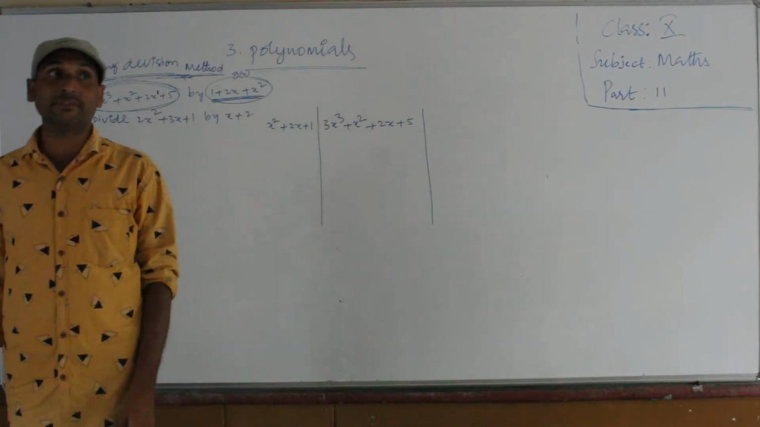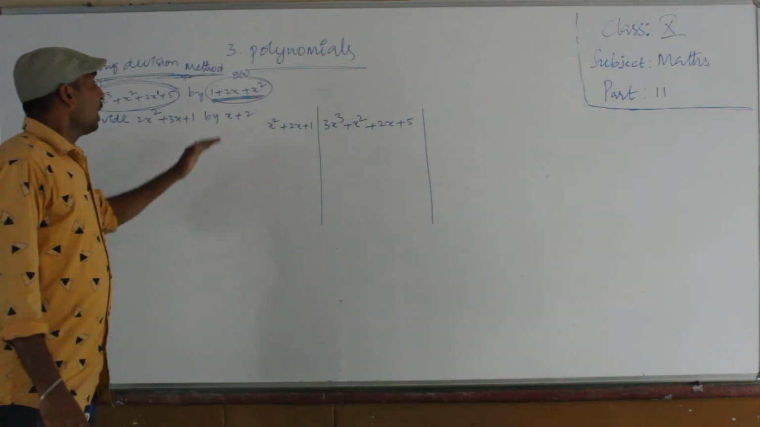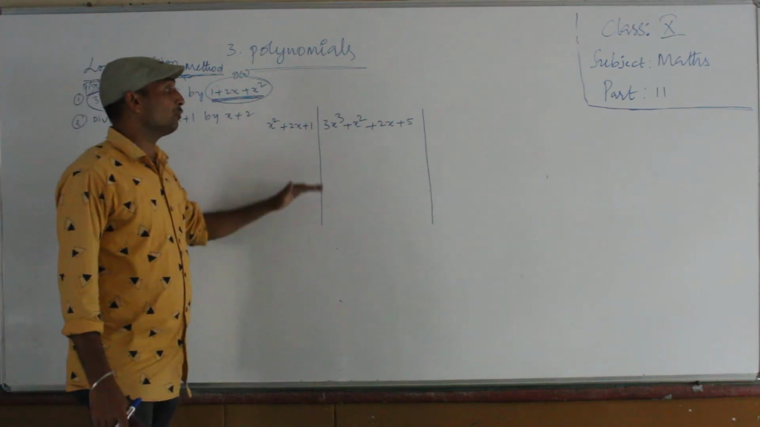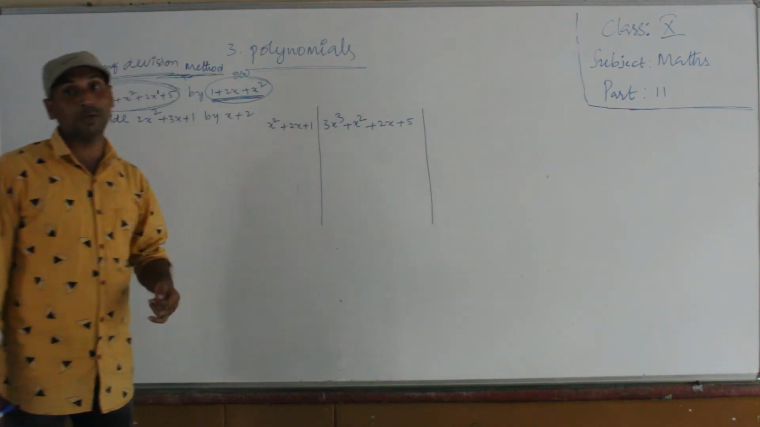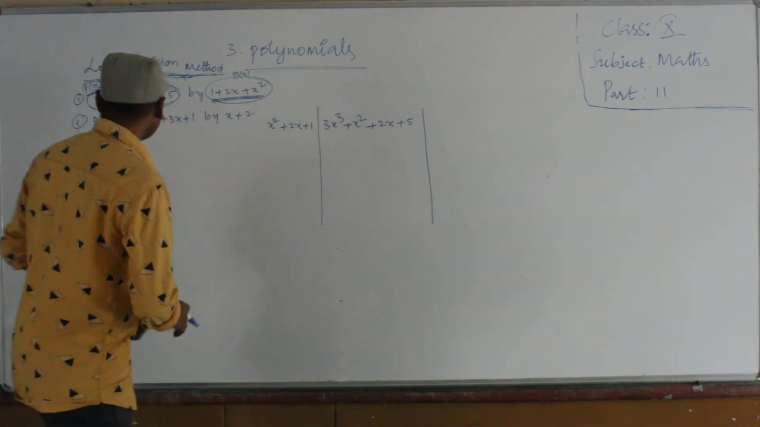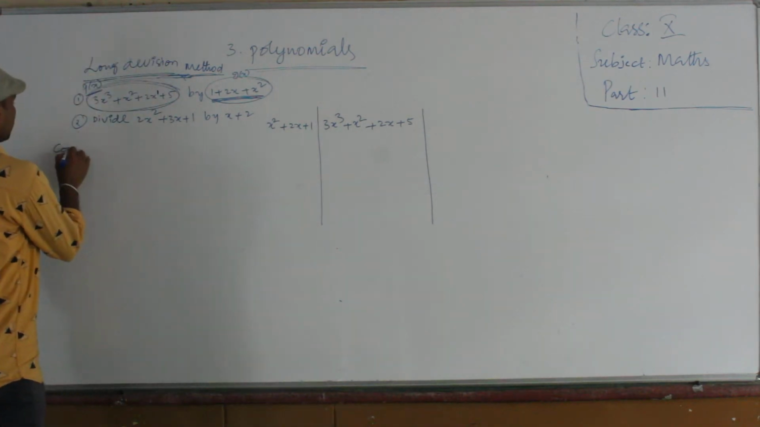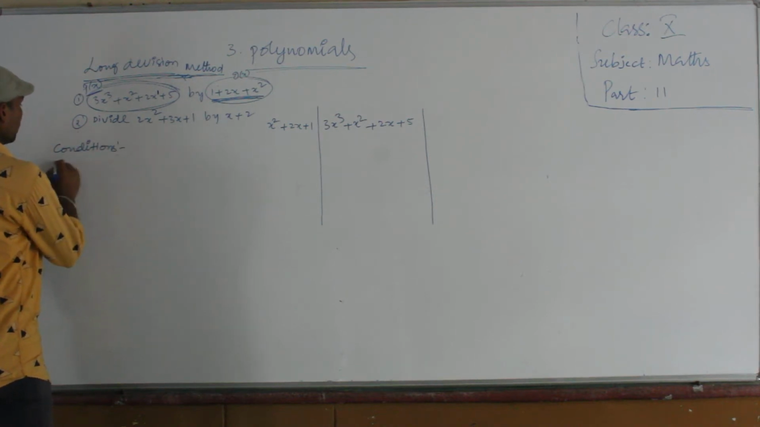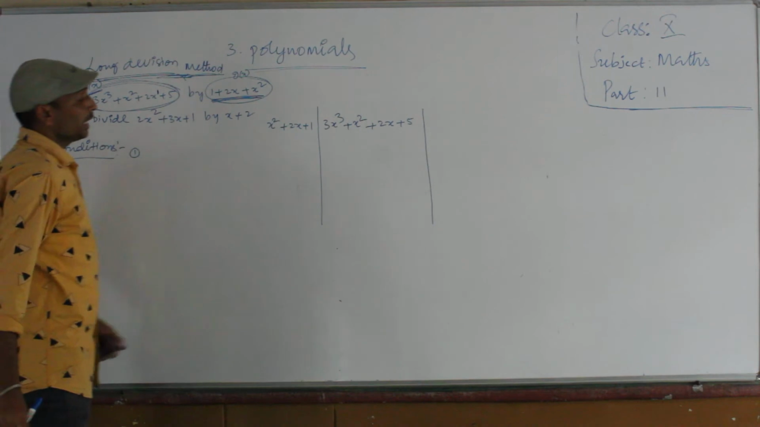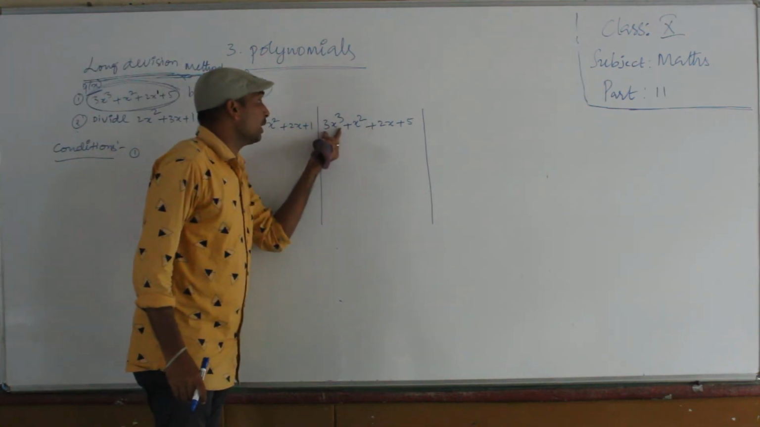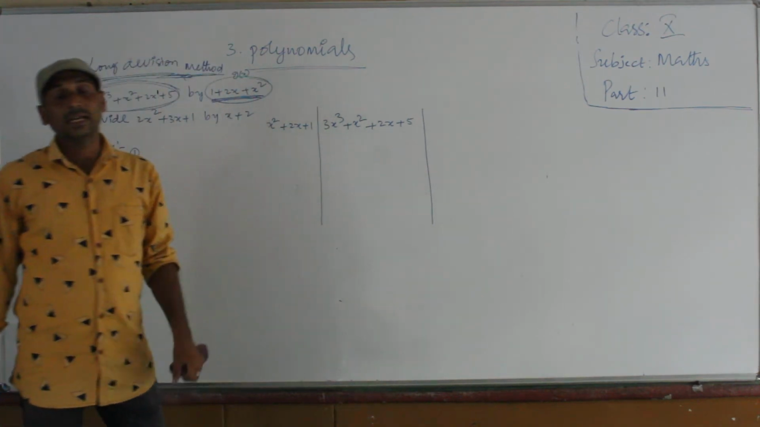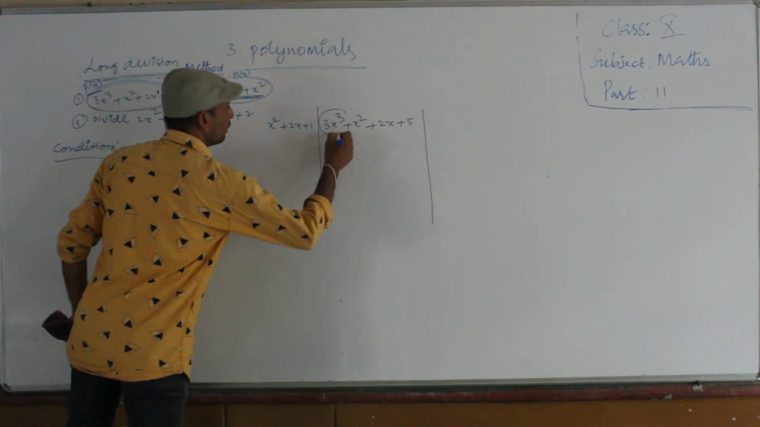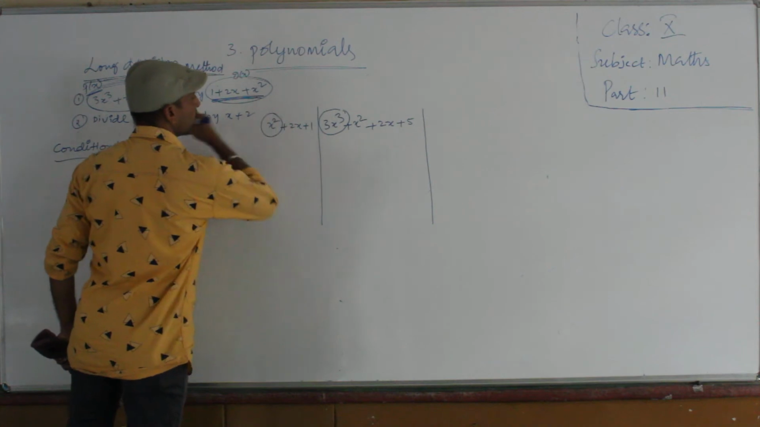So children, here it is very important. I am going to give some conditions that you have to follow to simplify this problem. The first condition is that the dividend's first term is divided by the divisor's first term. This first term is divided by this one.